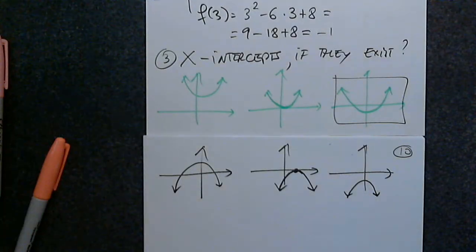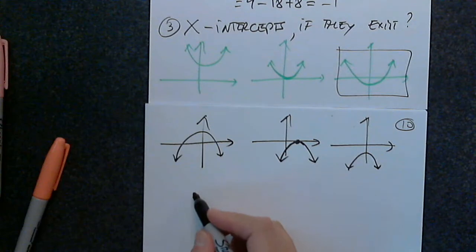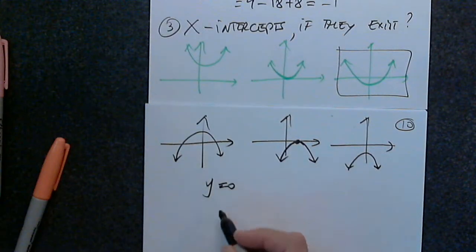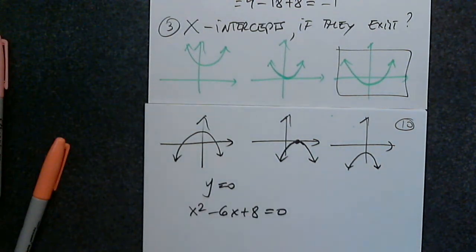Okay, so then let's find the x-intercepts. How do I find the x-intercepts for any function? We said y equal to 0. Very good. x squared minus 6x plus 8 equals 0.